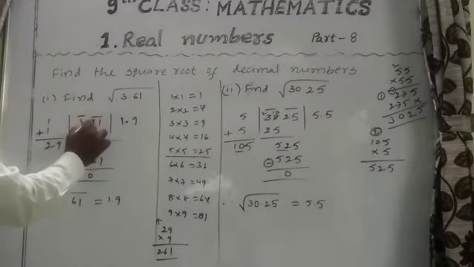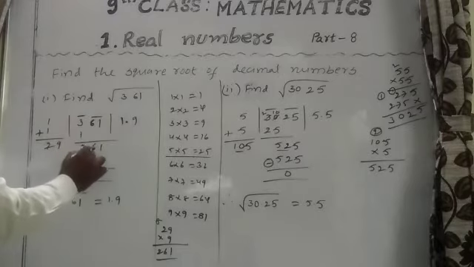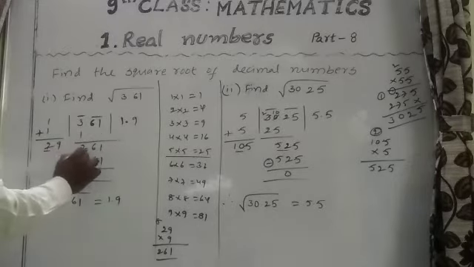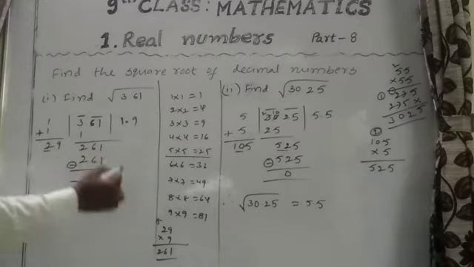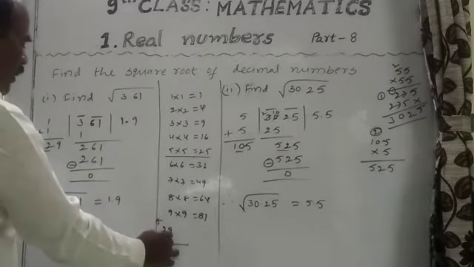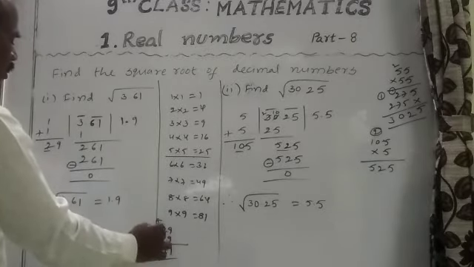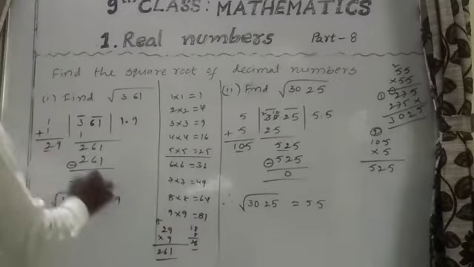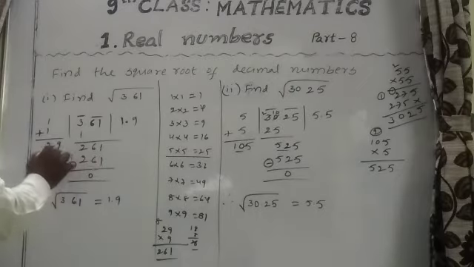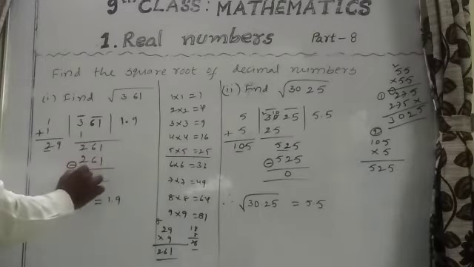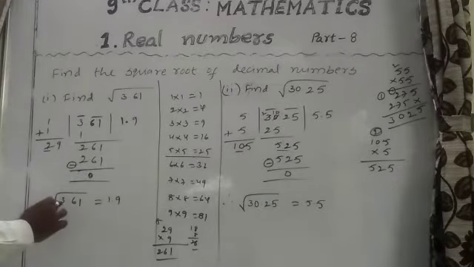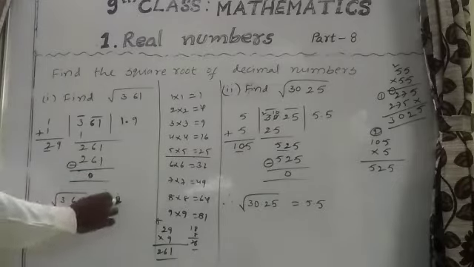Take the pair of the digits, 6 1. 261. 2 divided by 26, the final number is 9. 29 9s are: 9 9s are 81, 9 2s are 18, 18 plus 8 is 26. 261. 29 9s are 261. Remainder is 0. Therefore, square root of 3.61 is equal to 1.9.